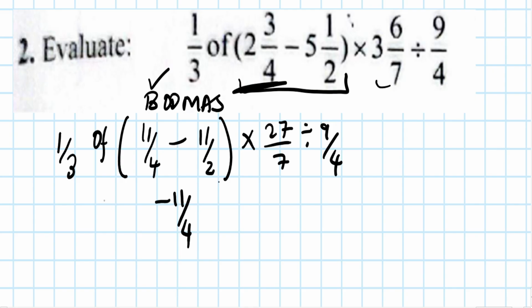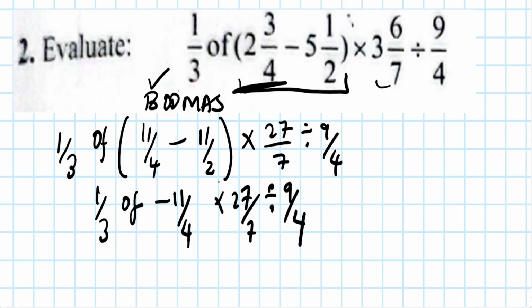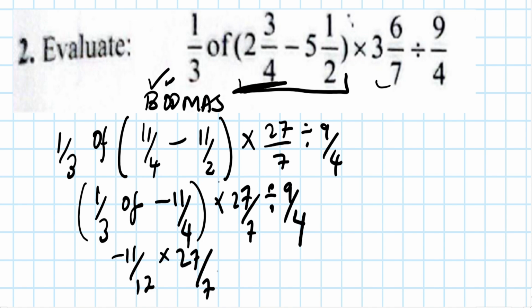We are done with the brackets, and then we come to a third of. Then times it by 27/7 divided by 9/4. So next is of. So a third of negative 11/4 is just multiplying. So basically a third of this is going to be just negative 11/12. So after doing that, the next step is actually easy. We're going to go to division. So we're going to divide this.